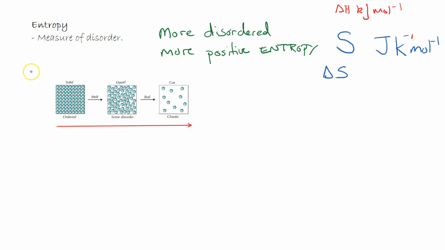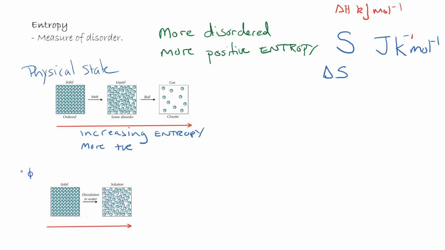So our first example here then is by looking at the physical state. If we're looking at this physical state, we have solid, which is then heated to make a liquid, which is in turn heated to make a gas. As we move from the solid to the liquid to the gas, we observe an increase in entropy, and therefore the entropy value is becoming more positive as we go between the states.